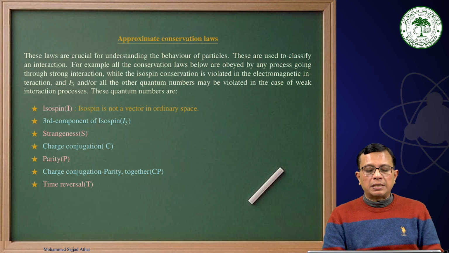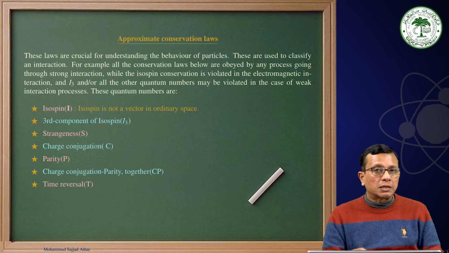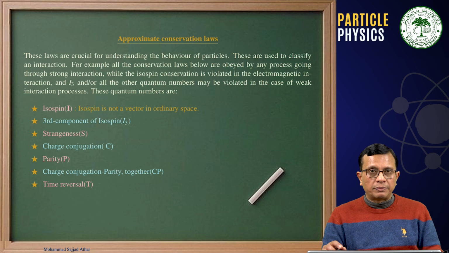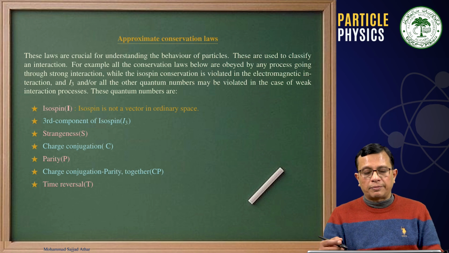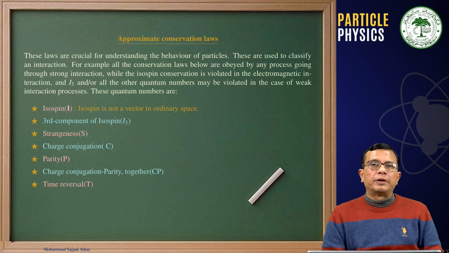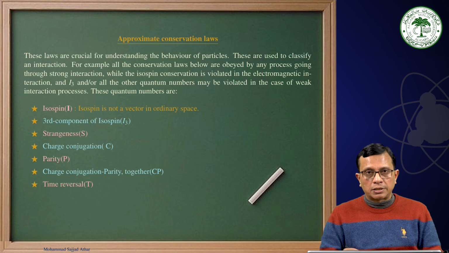Then we have strangeness. Third, we have discussed the strange particles, and the different strangeness quantum numbers that we assign to them. We have discussed at length why these particles are called strange particles. Then we have charge conjugation operation, parity operation, charge conjugation and parity taken together, and finally time reversal operation. We will discuss these in the next series of lectures, when we will start talking about symmetry and its importance in particle physics.